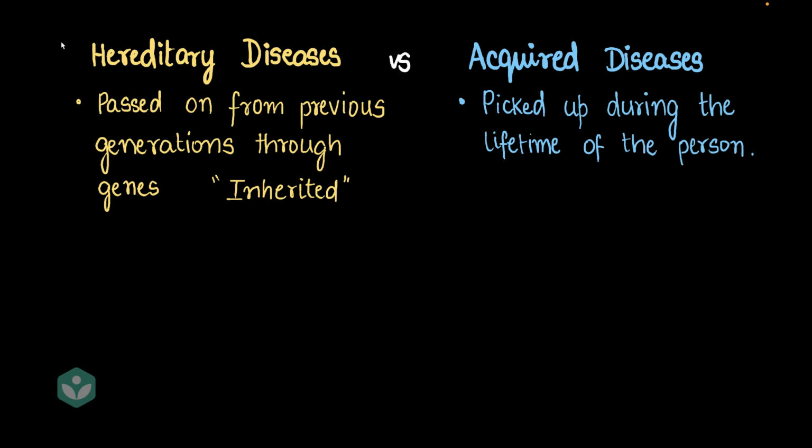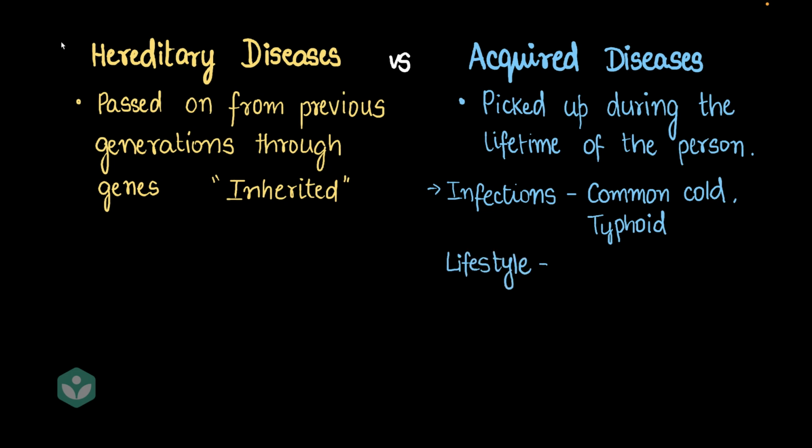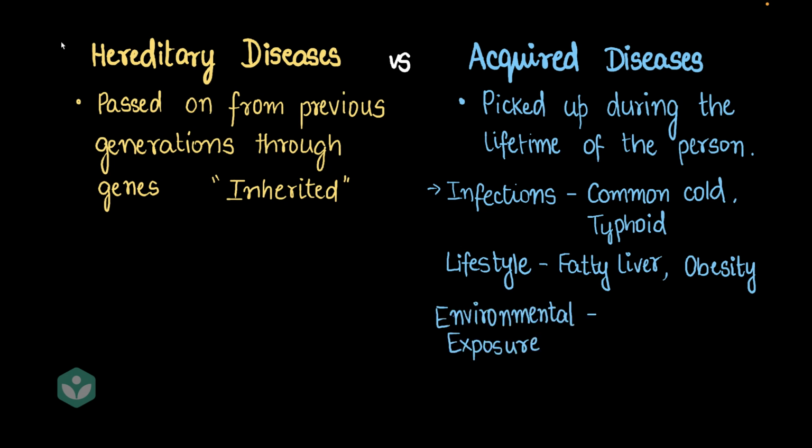The first type of acquired disease is infectious diseases. Diseases that are passed on through infections due to viruses, bacteria, these are called infectious diseases, like common cold and typhoid, right? There are some other diseases which are contracted due to lifestyle issues. For example, a person who lives a very sedentary lifestyle and eats an unhealthy diet could contract something like fatty liver or obesity, right?